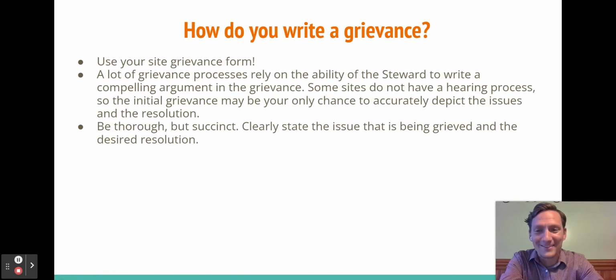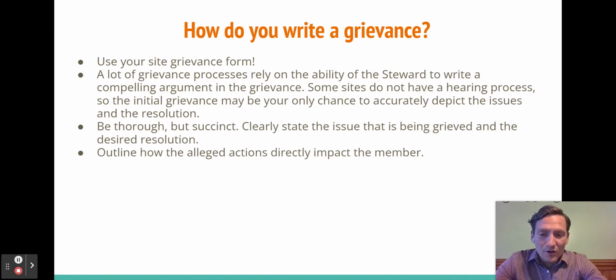Be thorough, but succinct. You need to clearly state the issue that is being grieved and the desired resolution. We don't need you to write a 3-page grievance unless it takes you 3 pages to explain the situation. Now, if you know that this is going to go to a hearing, you want to be thorough, but short, sweet, and simple. You don't want to give them too much information. If you know that your site doesn't really have a hearing process, then you need to make sure that this is thorough and no matter how long it needs to be, that's fine. Have it be as long as it needs to be to make sure that everything gets clearly communicated.